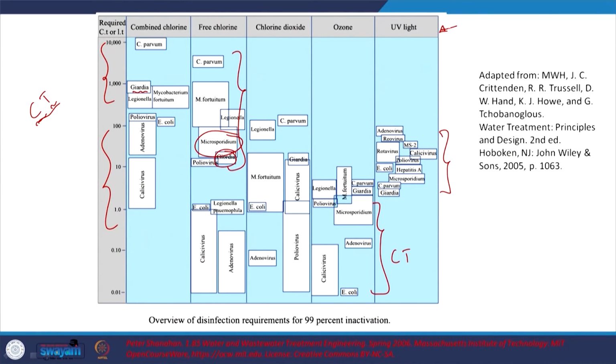Earlier the costs were high, now they are coming down because there is more demand, and thus the logistical chains and infrastructure are prepared, so the cost per cell phone comes down. So this is for 99% inactivation. Again, ozone and UV are remarkably good at inactivating Giardia and Microsporidium, which is not the case with typically combined chlorine, chlorine dioxide and free chlorine. That's something to keep in mind.